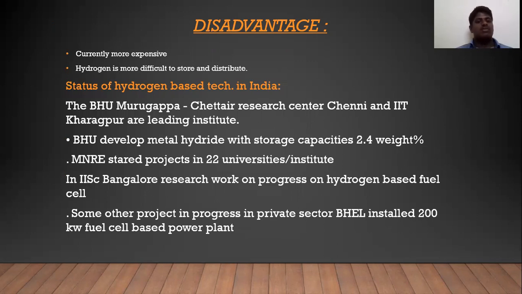Status of hydrogen based technology in India. The BHU, Murugappa Chettiar Research Centre, Chennai and IIT Kharagpur are leading institutes. BHU developed metal hydride with storage capacity of 2.4 weight percentage. MNRE shared projects in 22 universities. In IISc Bangalore, research work is being done on processes for hydrogen-based fuel cells. Some other projects are in progress in the private sector. BHEL installed a 200 kilowatt fuel cell based power plant.